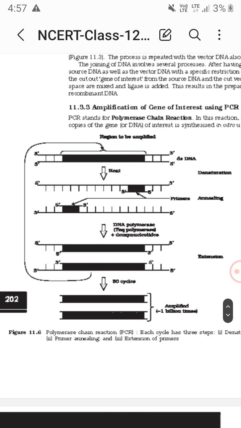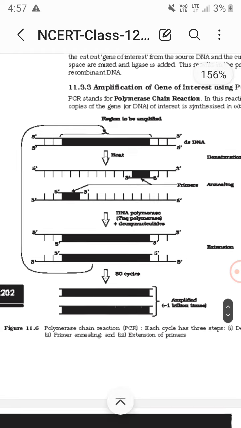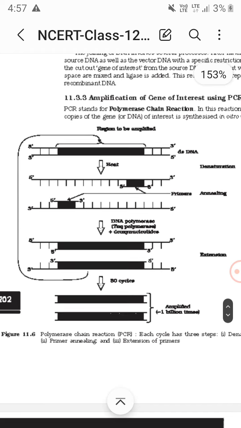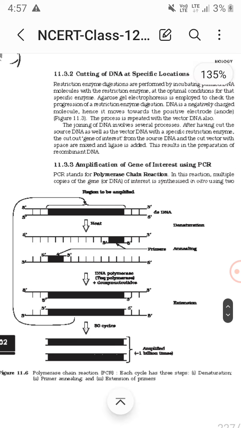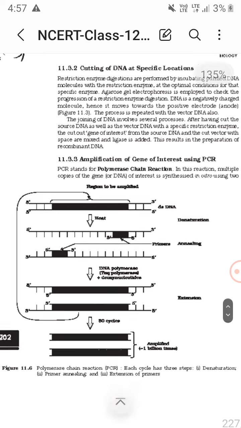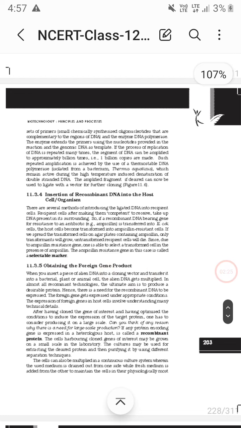This is the extension. Both of these are used in the extension, so it can extend the strand. After 30 cycles, the gene is amplified about 1 billion times. This is the amplification of the gene of interest using PCR, with three steps: denaturation, annealing, and extension. That's it.